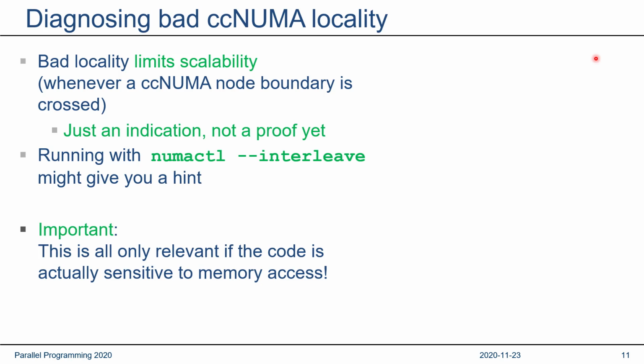Even though you might have a suspicion that your code is plagued by bad ccNUMA locality, how can you be sure? How do you diagnose bad ccNUMA locality? First of all, bad locality always limits scalability of the code. So whenever a NUMA domain boundary is crossed, you run on one NUMA domain, and then you run on two NUMA domains, and it doesn't scale. Of course, that's just an indication, because you know from the first lectures that there are many reasons why a code doesn't scale: Amdahl's law, load imbalance, communication overhead, and many others. So the code not being scalable is just an indication, but not a proof that we have a NUMA problem.